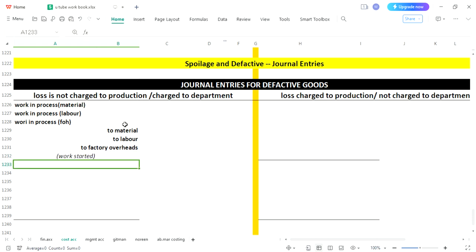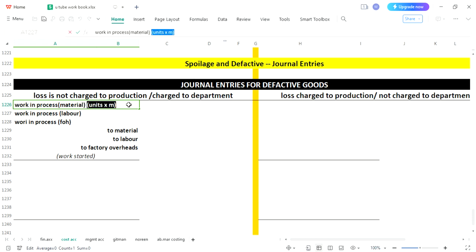For this we will use some formulas over here, and the formula is very important. You will use number of units multiplied by small m. The formula we can write over here: units multiplied by small m. And how will you use this formula? How many units have you started? Look, we'll have to understand it. That is why I am writing in the same journal entry, and you do not need to write over here. It's just an explanation.